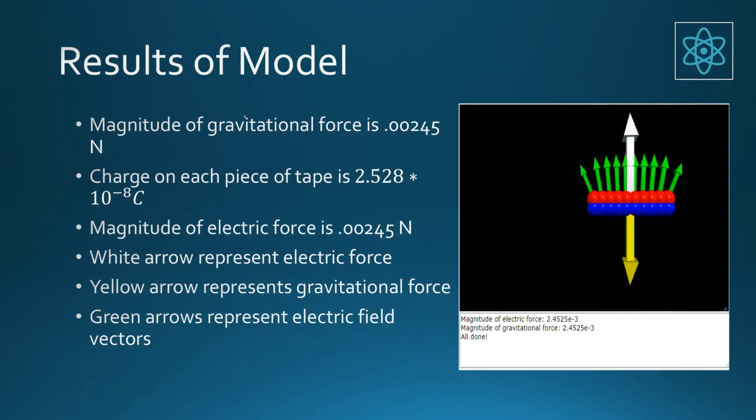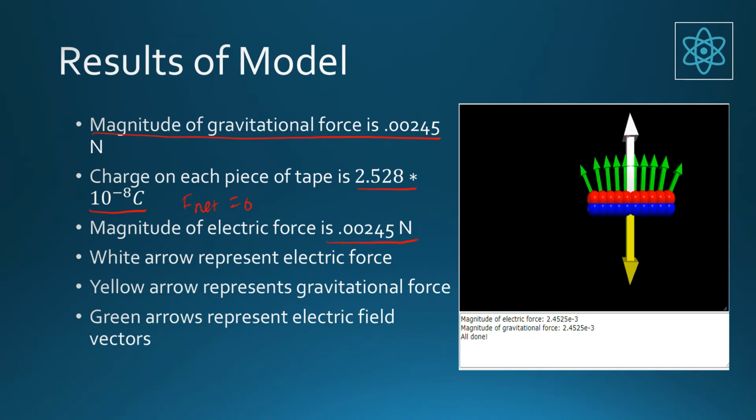Here are the results of the GlowScript model in a bit more detail. The magnitude of the gravitational force is 0.00245 newtons, and in order to make sure that the Fnet of the system is 0, in order to keep the piece of tape floating like we saw in real life, the charge on each piece of tape had to be 2.528 times 10 to the negative 8 coulombs. This made sure that the electric force is 0.00245 newtons, just like the gravitational force.